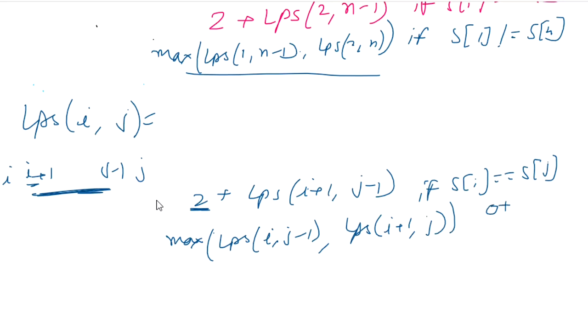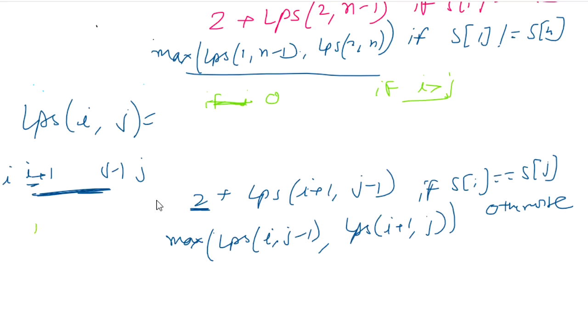Otherwise, okay, so yeah, this is the recursive relation, but this relation is still incomplete because we haven't given any base cases to it. Okay, so definitely if i is greater than j, then there is no string possible, so the length of the longest palindrome will be 0.